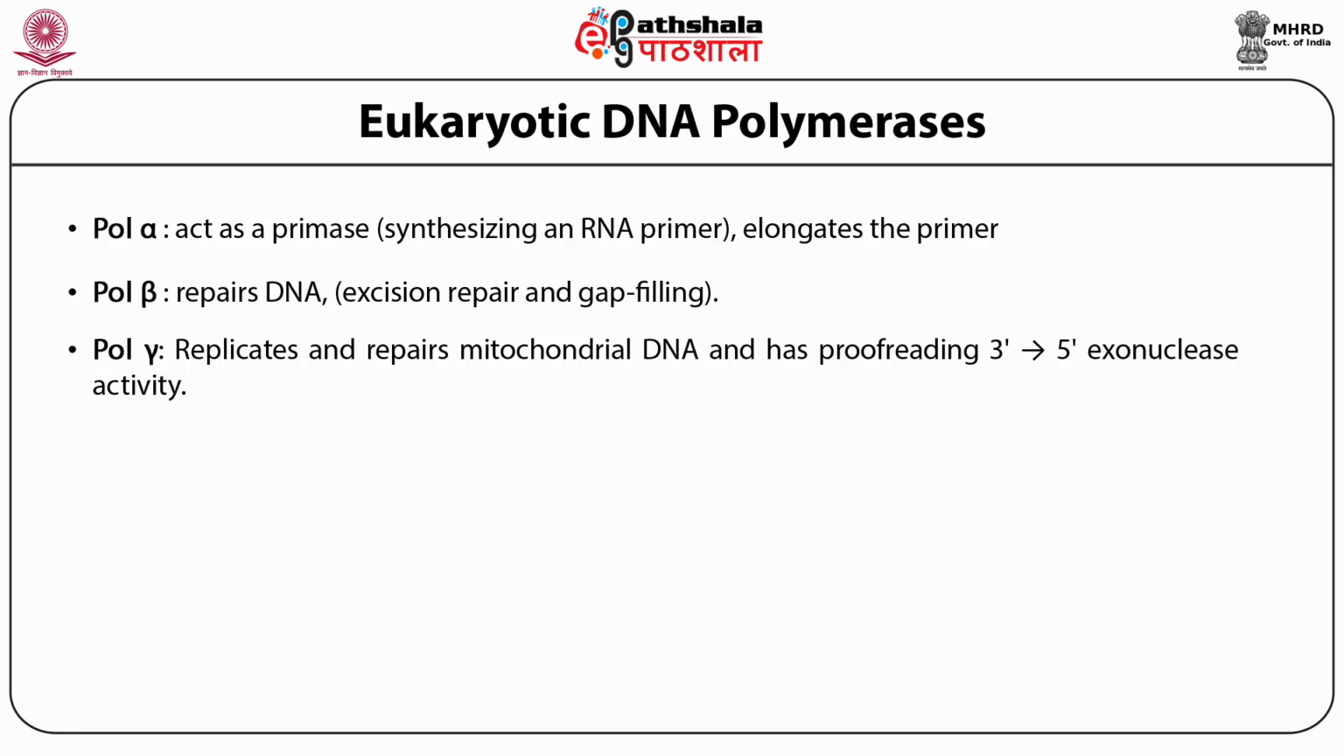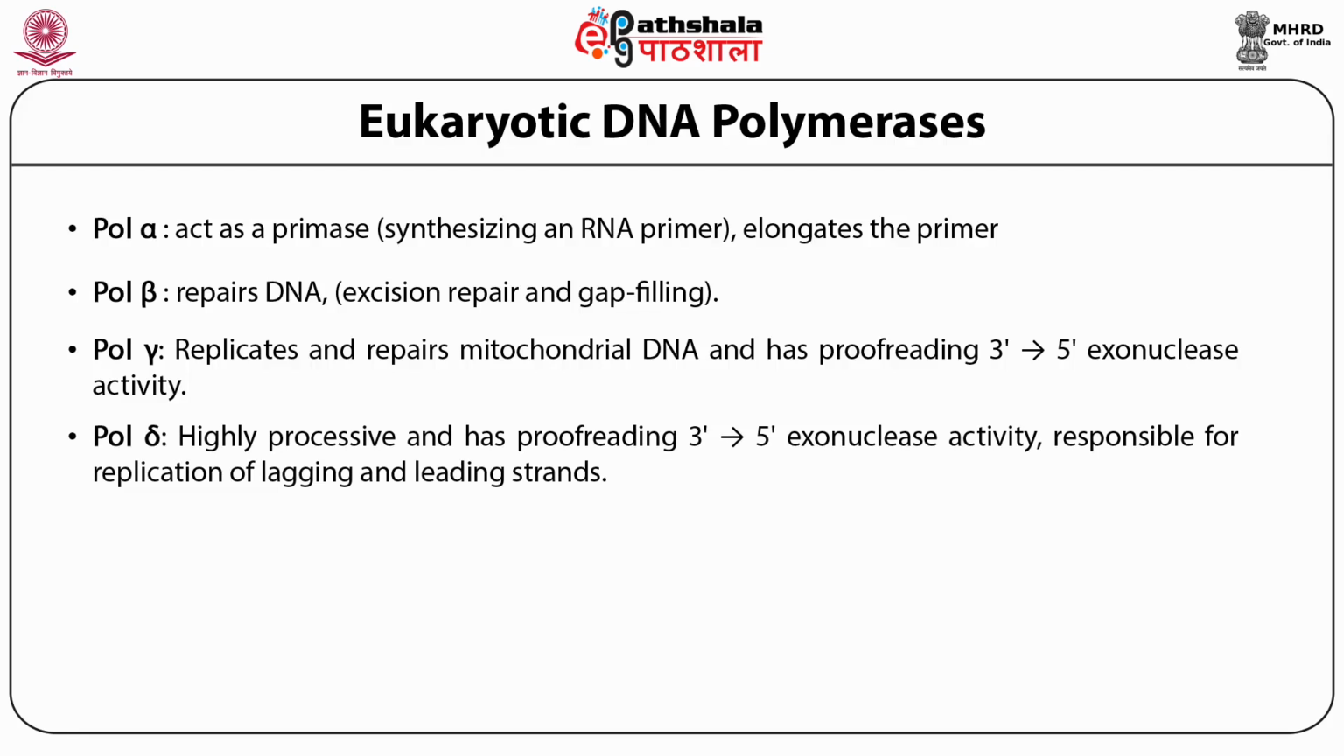Now moving on to DNA polymerase delta. This is highly processive, has 3' to 5' exonuclease activity, and is responsible for the replication of the leading and the lagging strands of eukaryotes. The function of DNA polymerase 3 is taken over by DNA polymerase delta in eukaryotes.